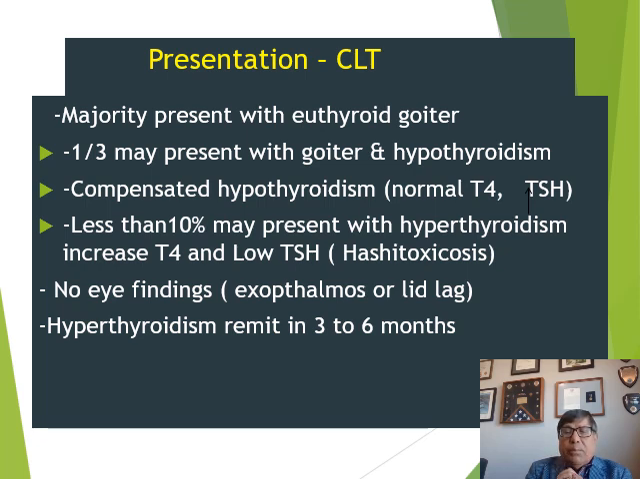Less than 10% may present with a condition we call the hyperthyroid phase of Hashimoto's thyroiditis, or toxic phase of Hashimoto's thyroiditis, also known as hashitoxicosis. They have increased T4, just like you see in hyperthyroidism, but suppressed TSH. This hyperthyroid phase of hashitoxicosis may last for about 3 to 6 months, and after that they become hypothyroid in the vast majority of cases.